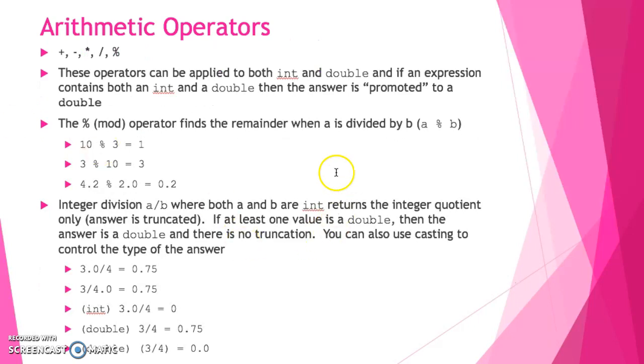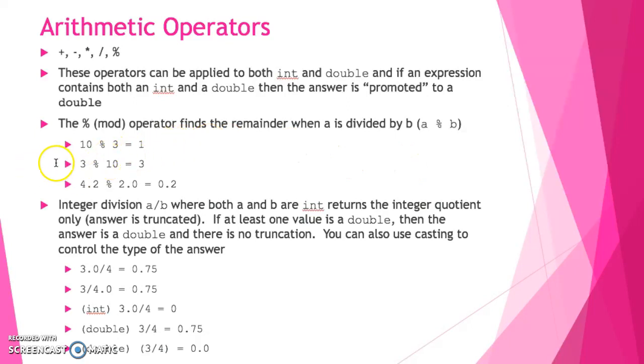All right, when we're looking at our arithmetic operators, these are the plus, minus, multiply, divide, and the modulus. And these can be applied to both ints and doubles. If the arithmetic contains an int and a double, then the answer is promoted, which means that the answer is turned into a double in the end.